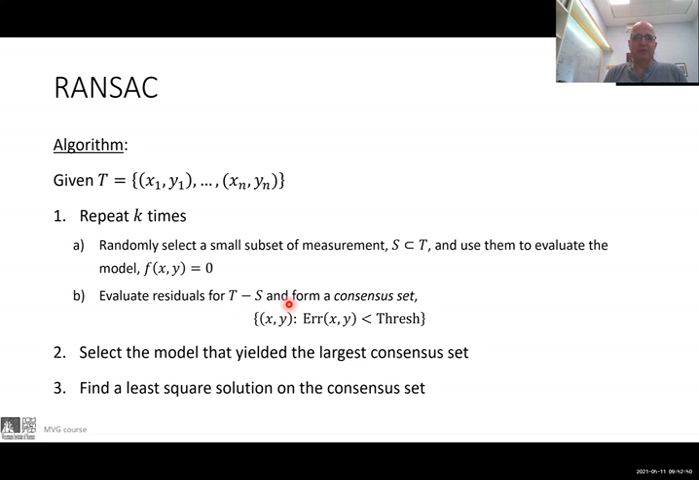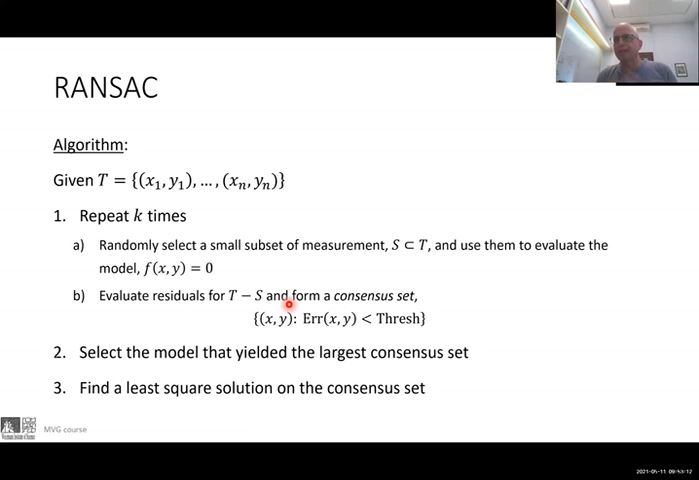Once we decided what is the best consensus set, we assume that all the points in the consensus set are inliers, and so then we solve a least squares problem. That's the idea. This is simple.